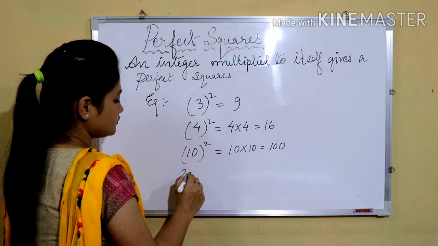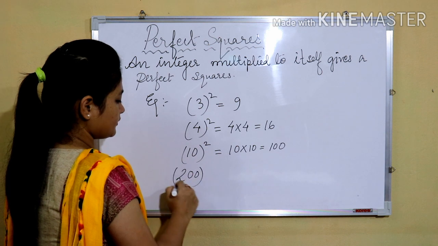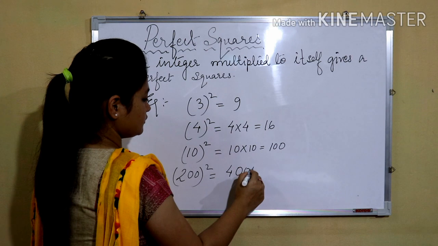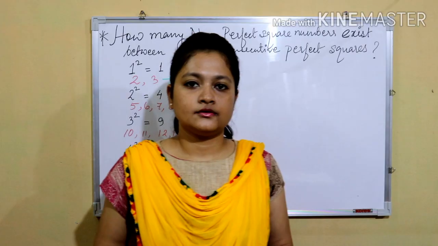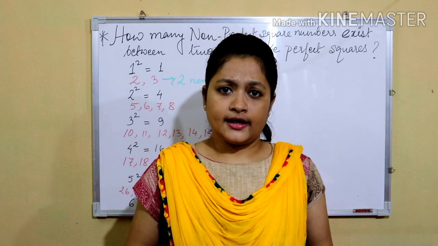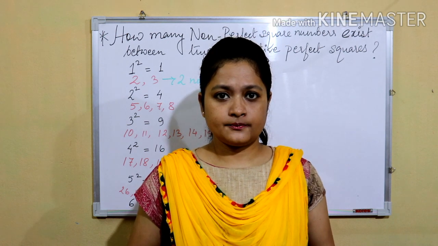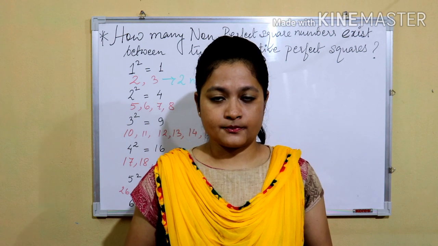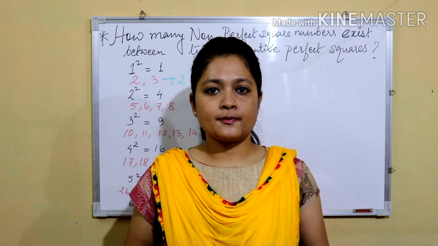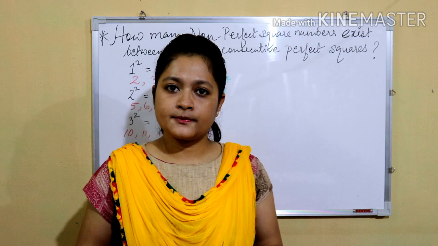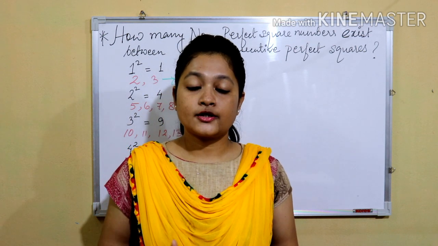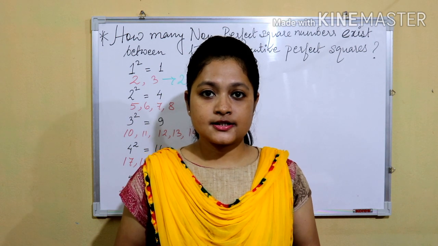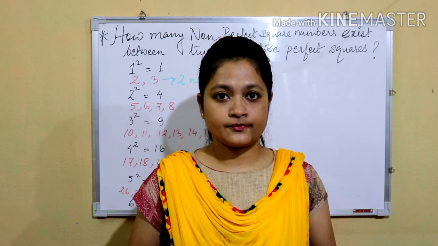Suppose 200 square, so we get 40,000. Don't you think that every number is a perfect square? No, all the numbers are not perfect square numbers. Only some of the numbers are perfect square. But what about the rest? So the rest of the numbers are known as non-perfect squares. So let us see what are non-perfect square numbers.